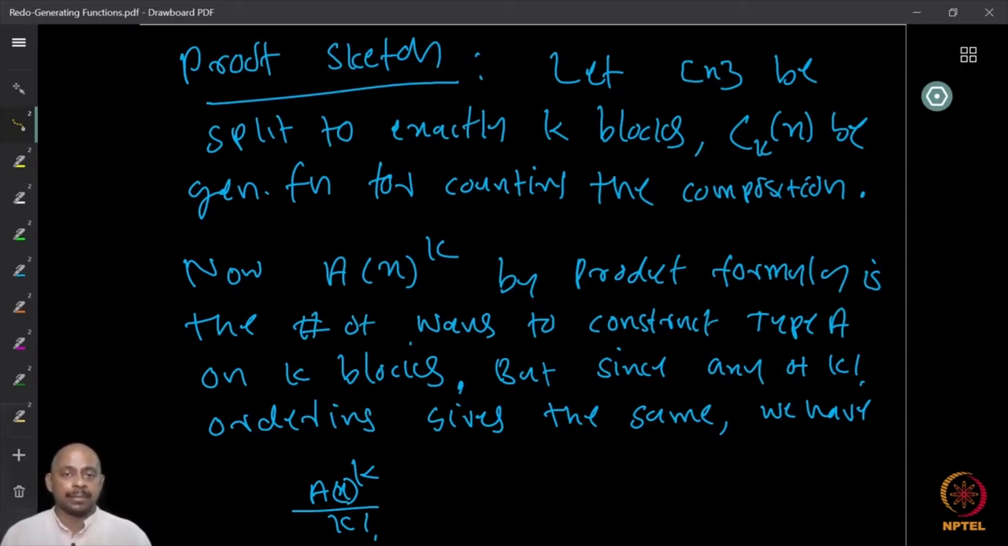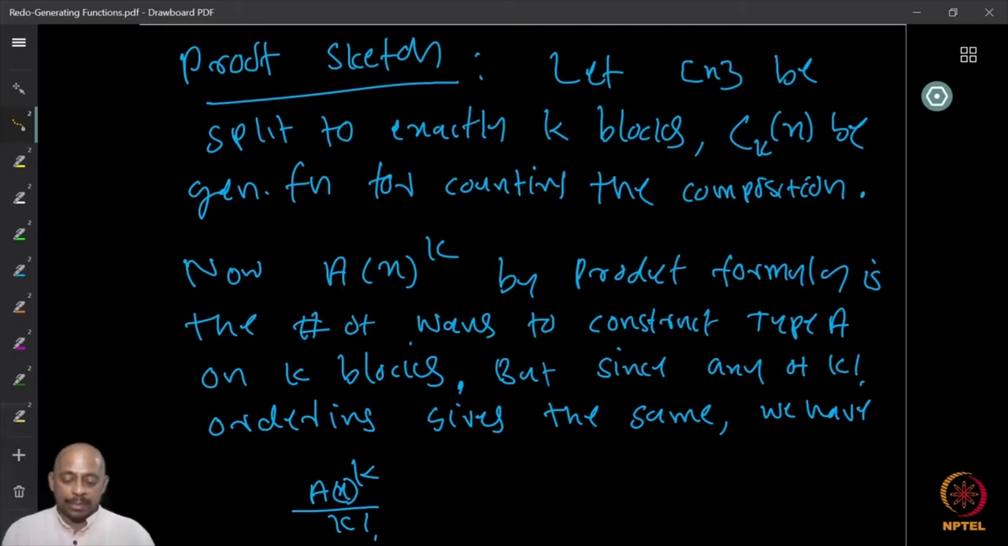So let us say that there are exactly k blocks, right? k could range, of course, from 1 to n itself. Therefore, we will fix k for some value, and then assume that we have now split into exactly k blocks, and then see what happens.